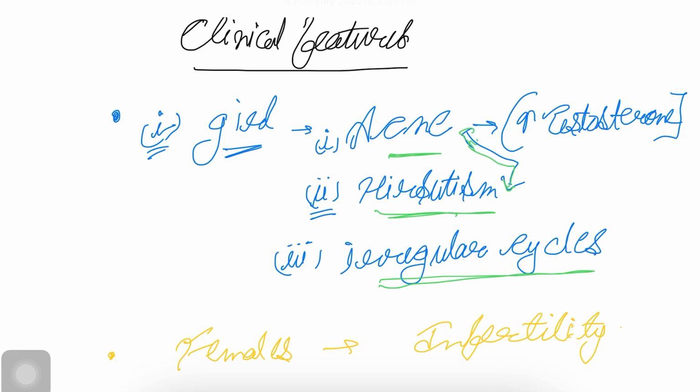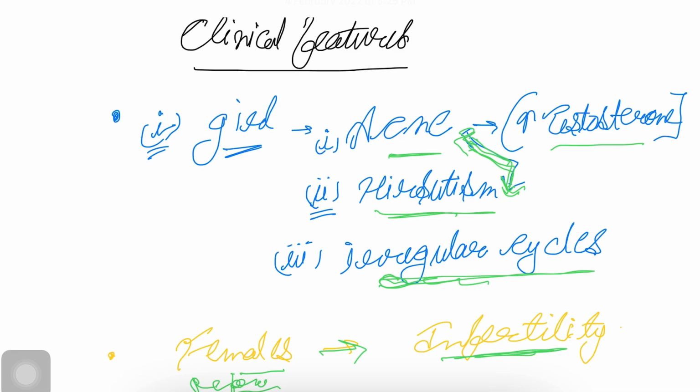As we have studied, in obese patients there will be more testosterone. In the peripheral tissue, testosterone will be converted into estrogen. More testosterone is the cause of acne and hirsutism in these patients, and irregular cycles are because of anovulation. And in reproductive age females there will be infertility because of the anovulation.